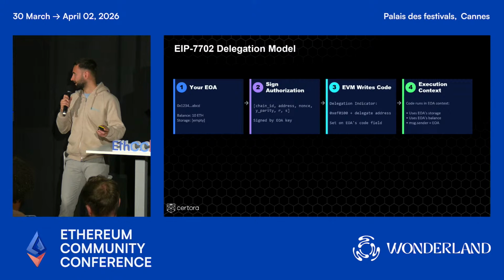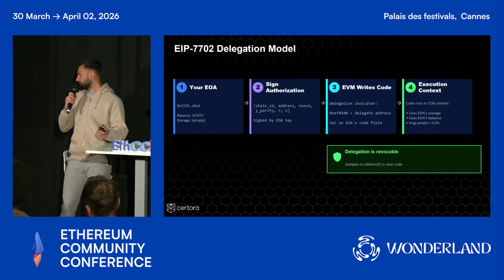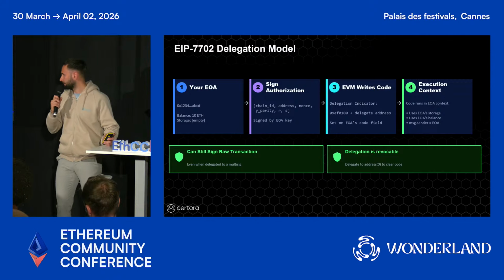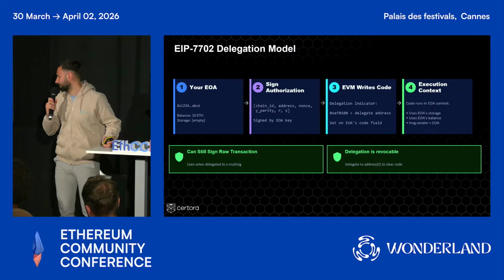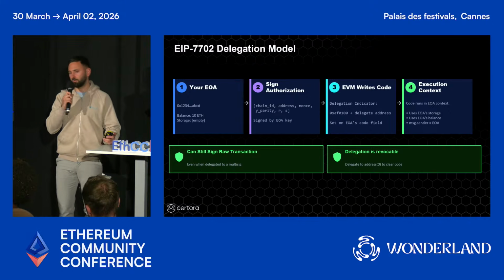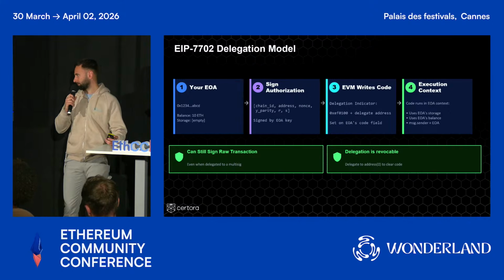Two things to remember about 7702 for now. The first thing is that the delegation is revocable. You can delegate to address 0 to clear the code, and you can still sign raw transactions for now. I mean by that, even when delegated to a multisig, the private key can still sign raw transactions.